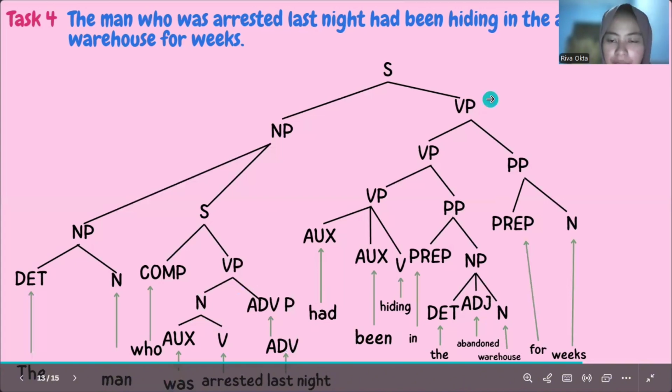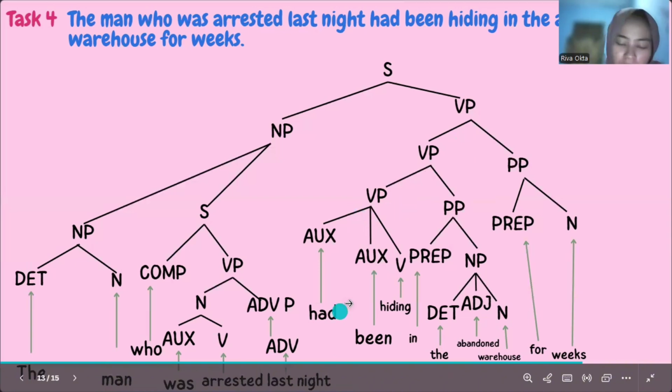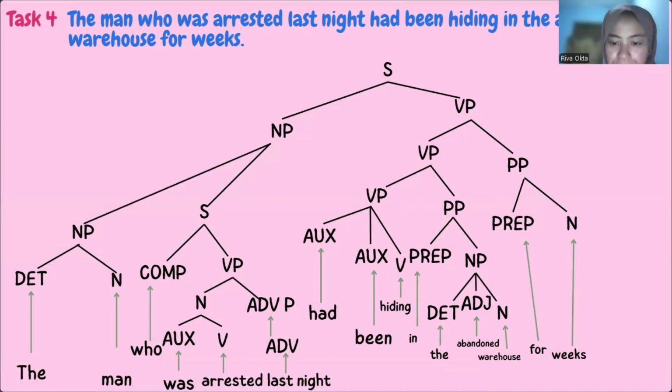The verb phrase is divided into verb phrase and prepositional phrase. The verb phrase is divided into verb phrase and prepositional phrase. Okay, and the verb phrase is divided into auxiliary verb and verb. From this sentence, "had" is an auxiliary verb, "been" is an auxiliary verb, and "hiding" is a verb. Okay, the prepositional phrase is divided into preposition and noun phrase.